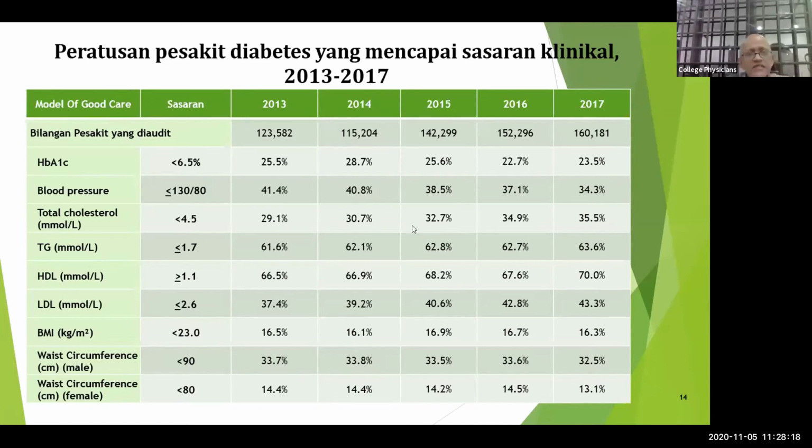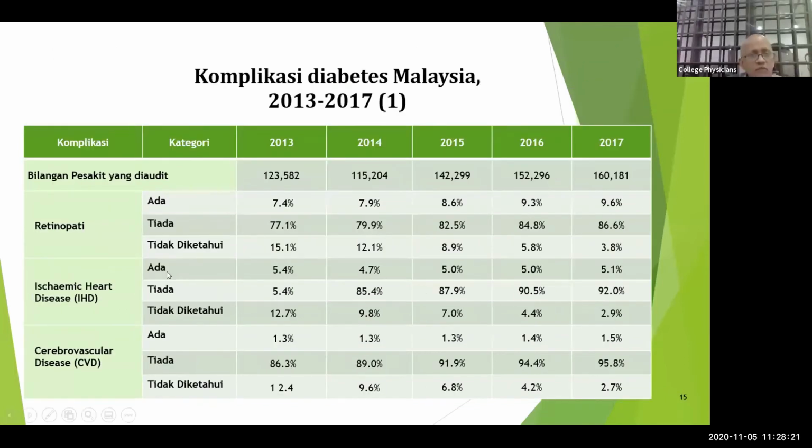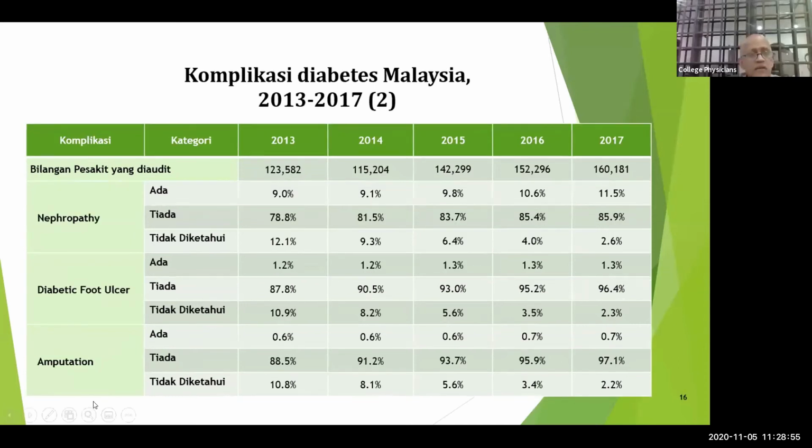This is looking at the actual complications, whether they're present or not in our patients. And you can see that in primary care itself, about 1.4% of them already have a stroke. This is in primary care. If you look at it in secondary care and tertiary care, it will be even more. And looking at the retinopathy, 9.6% already have retinopathy. And these are things that, you know, can be prevented. With regards to retinopathy, as much as 11.5% have it in primary care.